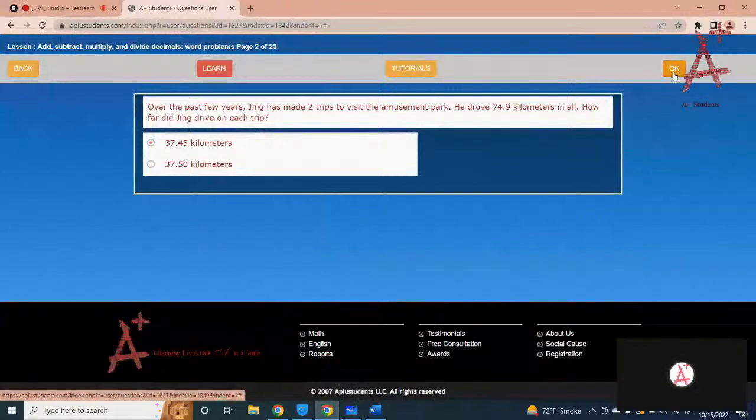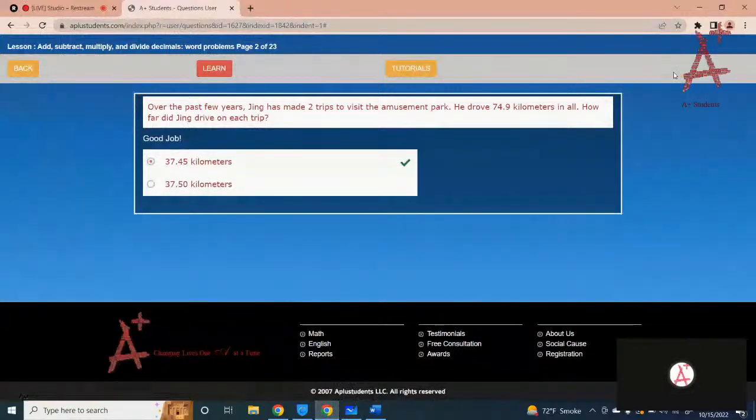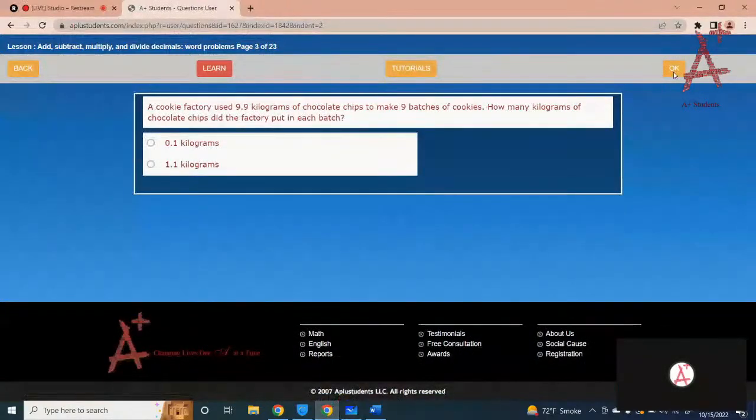Select the correct option and click on the OK button. Okay, the next one is: a cookie factory used 9.9 kilograms of white chocolate chips to make 9 batches of cookies. How many kilograms of chocolate chips did the factory put in each batch? So you have to divide 9.9 by 9. Got it?